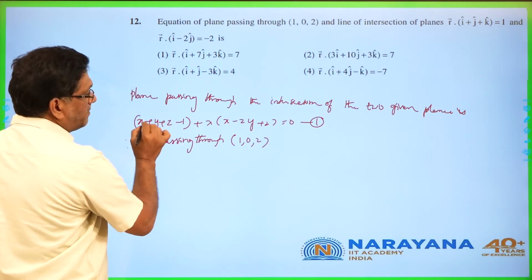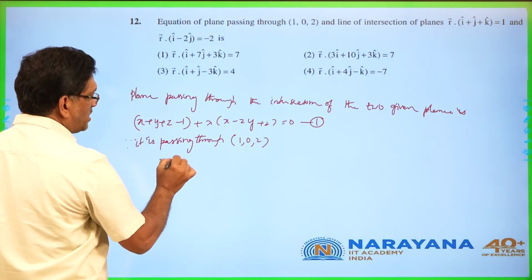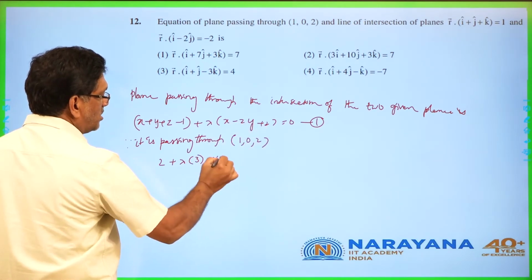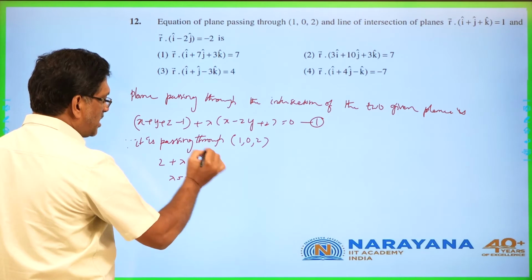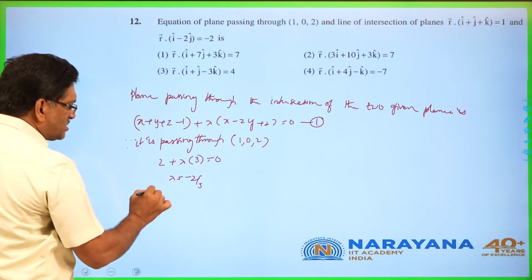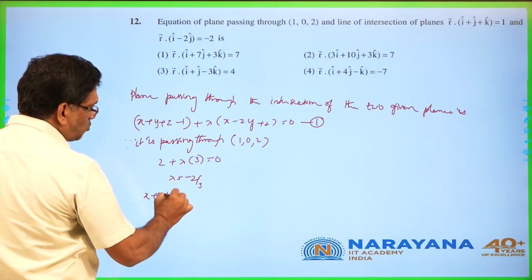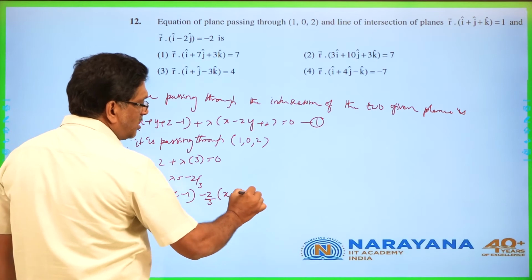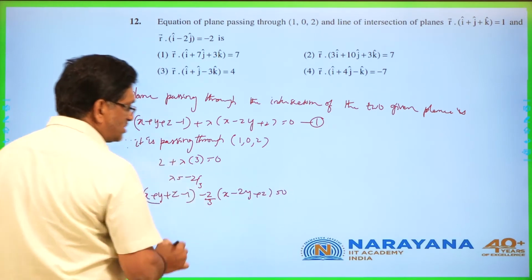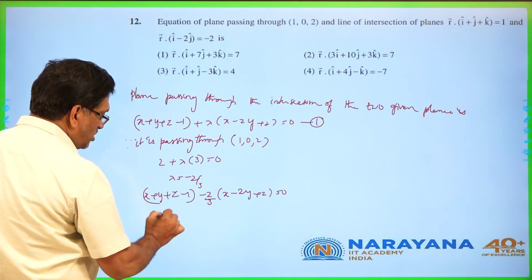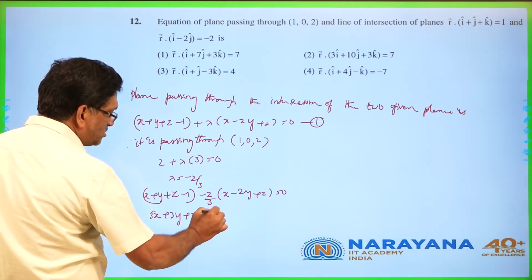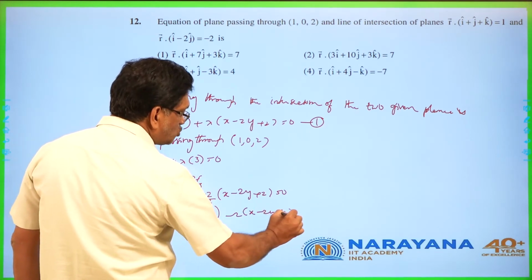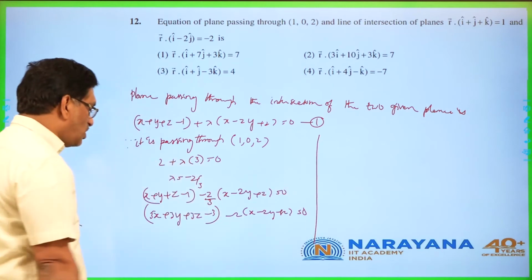Substitute 1 plus 0 plus 2, 3 minus 1, 2, and here 1, 0, that is 3, equal to 0. Lambda is minus 2 by 3. Let us substitute lambda here. x plus y plus z minus 1 minus 2 by 3 times (x minus 2y plus z) equals 0. That is 3x plus 3y plus 3z minus 3 minus 2 times (x minus 2y plus z) equal to 0.